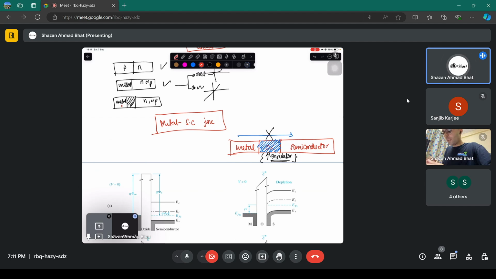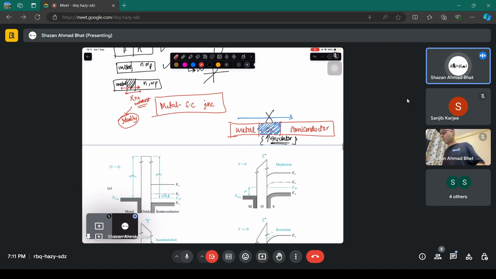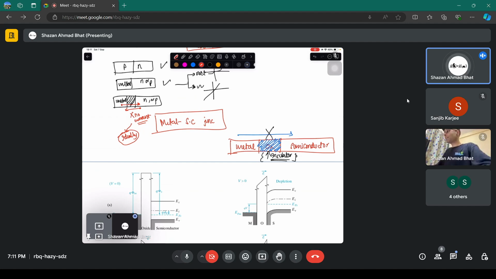So from this to this, or this to this, there is no current flowing, ideally. Zero current because there is oxide present. Well, then why are we doing it? That's what we are going to actually see. What is the essence of bringing in the oxide in between? Why do we want to stop the current?